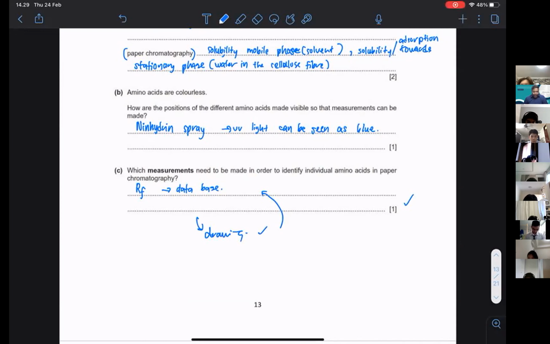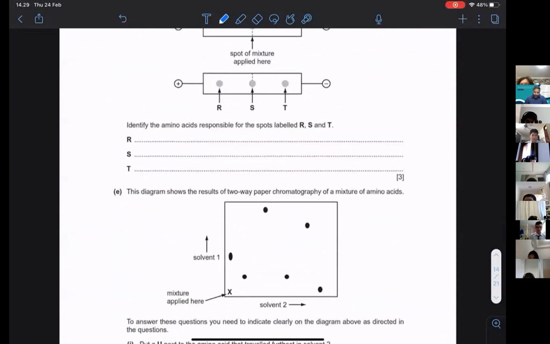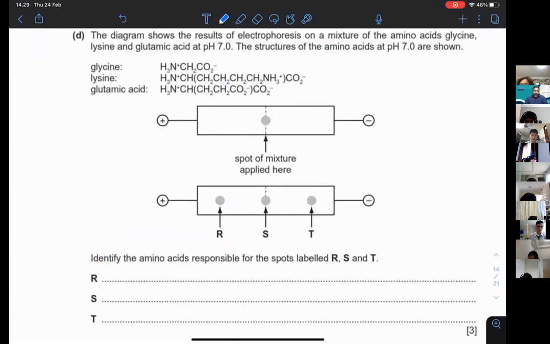Next, I think part D requires more time, but it's okay. You can see here, this is going to be glycine. Glycine is neutral, because it is a zwitterion. If you look at this one, it is a zwitterion with NH3 plus, so it means this is going to be a positive ion, for lysine.